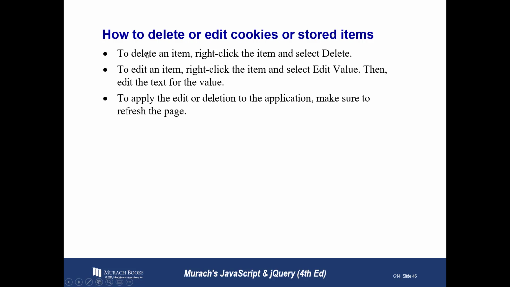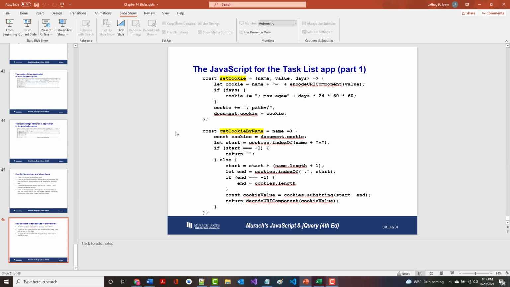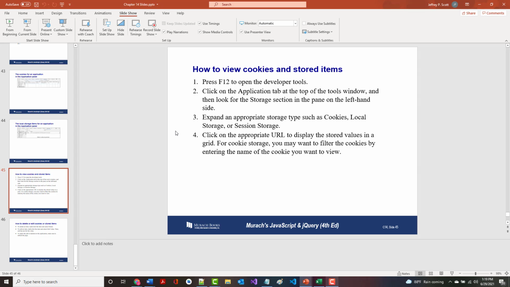To delete an item, as it says, right mouse click on it, choose Delete. To edit it, right click on it and choose Edit. To make sure that the edit or the deletion has been applied, make sure to refresh the page. And it looks like that's about it.